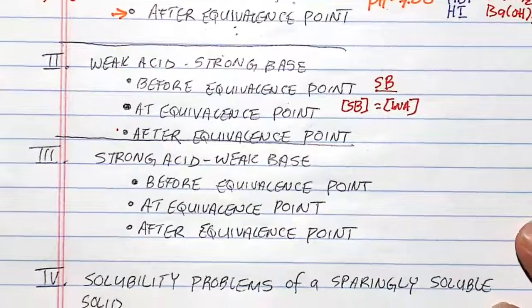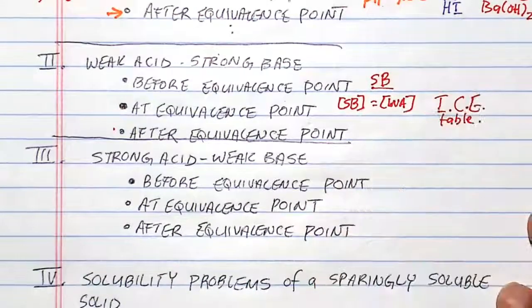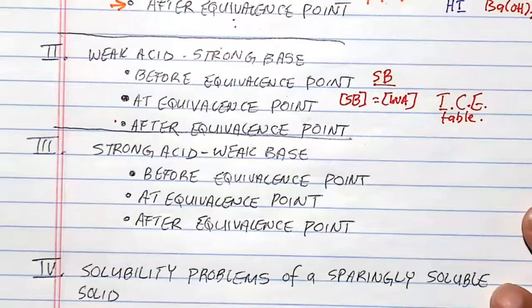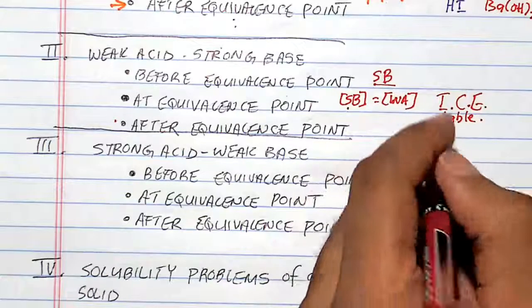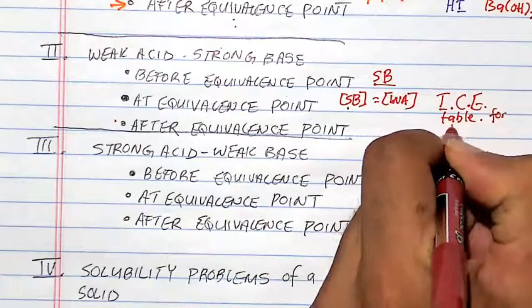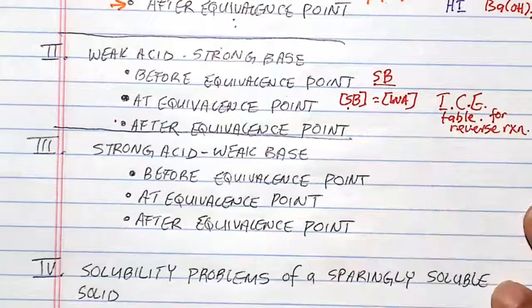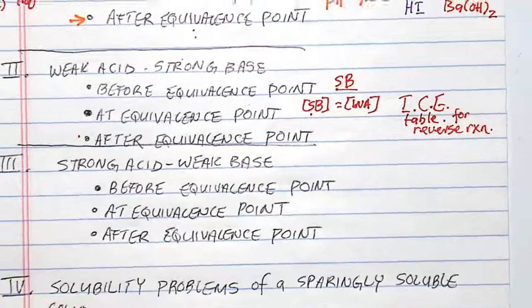So what do you think is going to happen here? Well, you're going to have to use your classic ICE table. And it's not just the ICE table for the reaction that you're talking about, because this is going to equal that. You're going to have to do the ICE table for the reverse reaction if you want to determine the pH of the subsequent solution. We'll do an example of this to better illustrate that phenomenon.